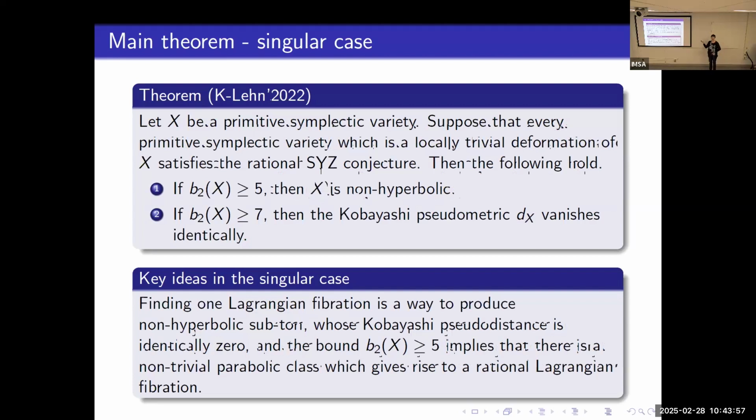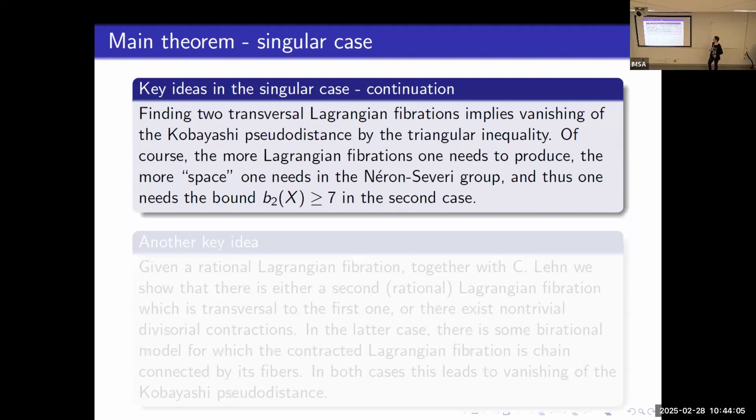But that's a good question to ask somebody to prove. That's a good PhD problem. So then, for vanishing of the Kobayashi pseudodistance, our idea is also to find two transversal Lagrangian fibrations.